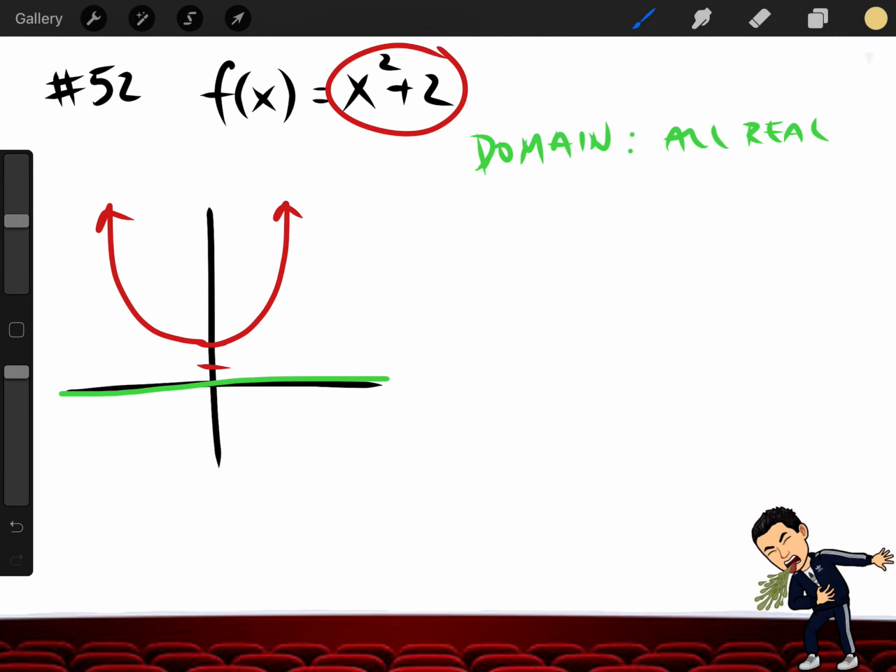Now let's look at the range. Look at this parabola. It starts from y equals positive 2. So your function is going above y equals positive 2, and of course it includes y equals positive 2. So your range is going to be anything above y equals positive 2. So the range is y is greater than or equal to positive 2.